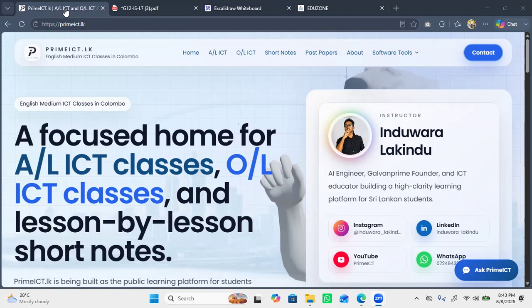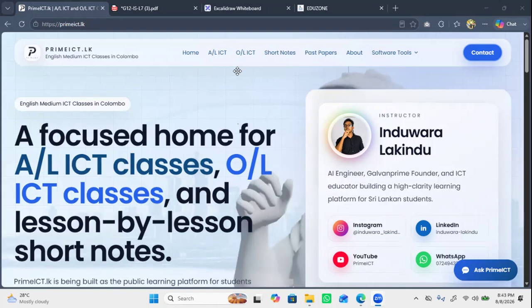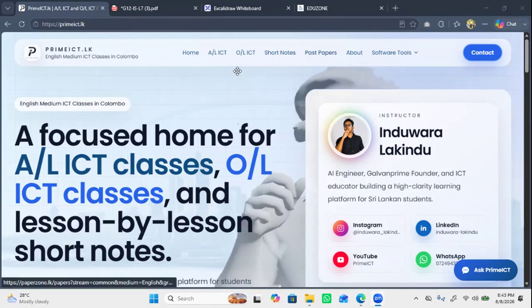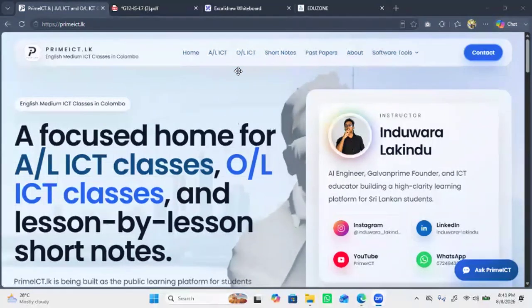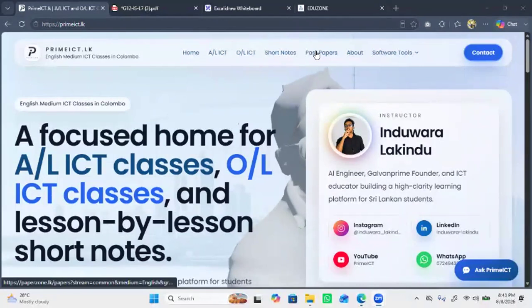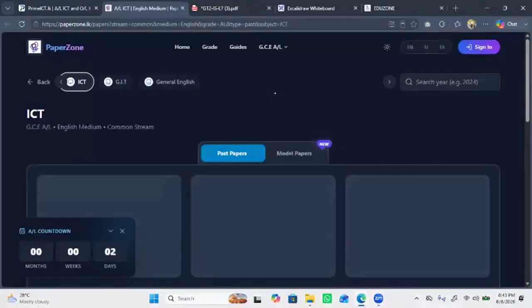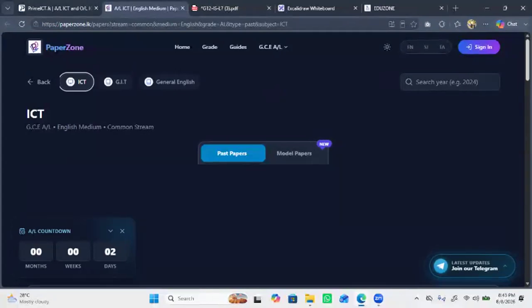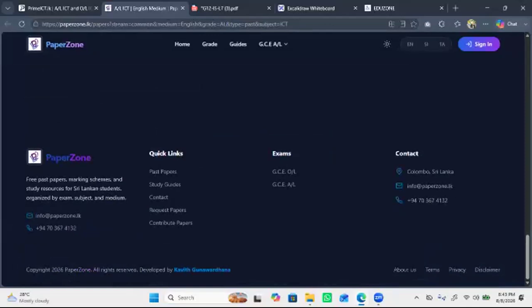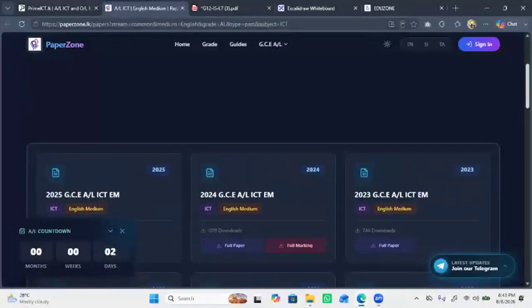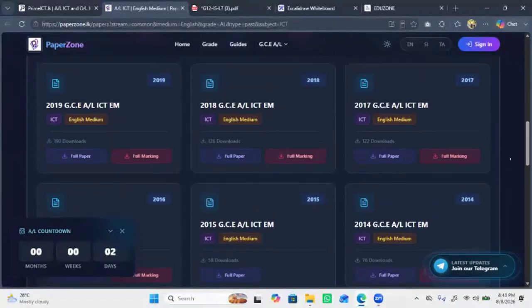So come to primeict.lk, kids. Here you have the option called past papers. If you're in the mobile view, you can click the drop down in the top bar and click the past papers option. Click it and you will be redirected to our friend's website. One of my friends did it, and it's Paper Zone. Kavith Gunawardana is the person who developed this. And here you can download the 2016 paper for the start.